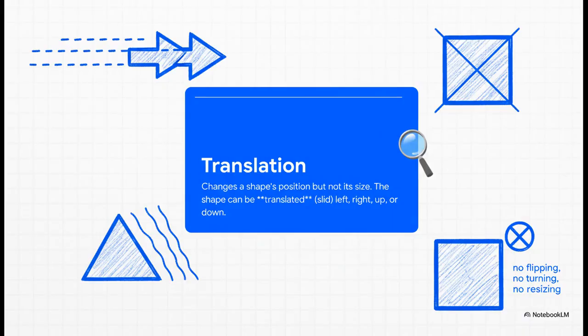And that's the official definition. A translation is just a transformation that slides every single point of a shape the exact same distance and in the exact same direction. And here's the absolute key. Nothing else changes. No flipping, no turning, no resizing. It's just a simple slide.